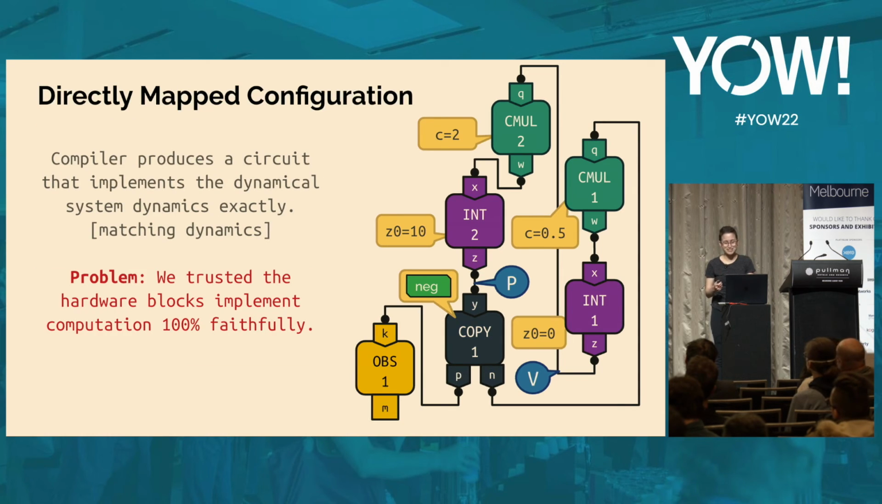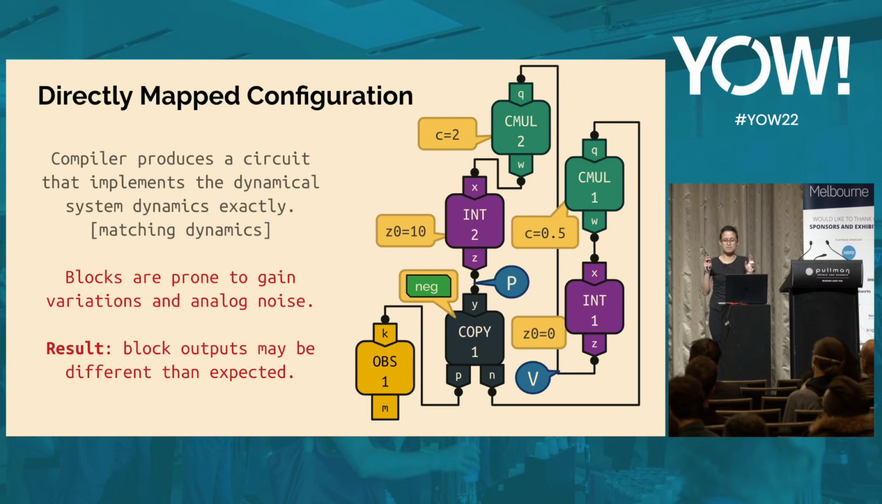Another issue that we had when we were mapping the computation is the compiler basically assumed that the circuit will implement the dynamical system dynamics exactly. We operated under this assumption that each of our blocks is going to deliver the functional specification that was promised. So when we used the multiplier, we assumed it implemented x times y. But based on the discussion we had a few slides ago, we know it doesn't. So basically, we trusted the hardware blocks to implement computation 100% faithfully. They do not. So the block outputs are going to be different than what we expected, and so our result is going to be off.